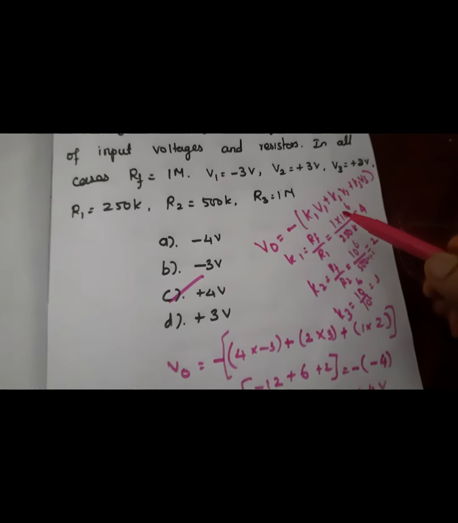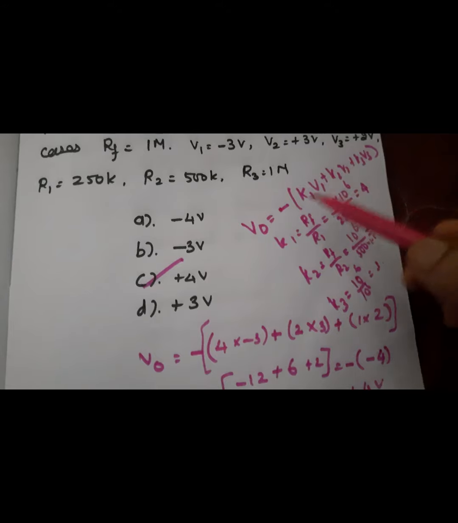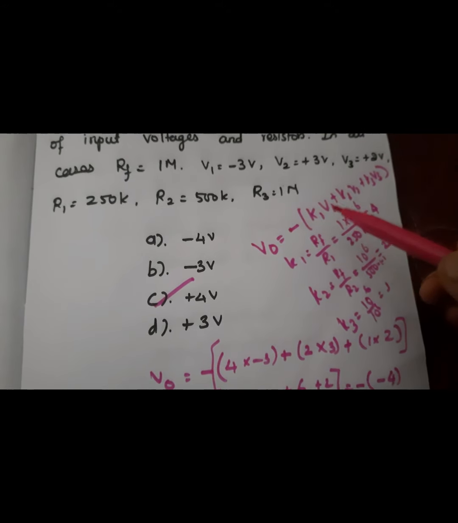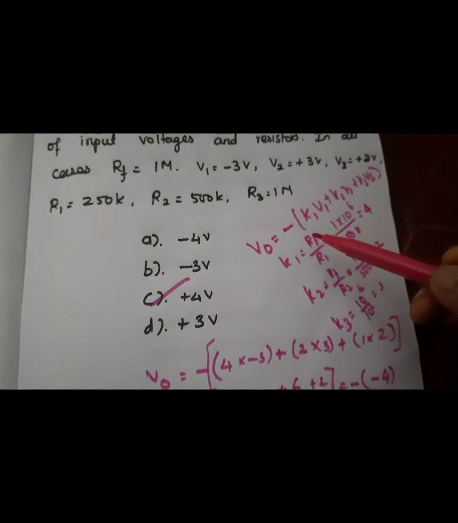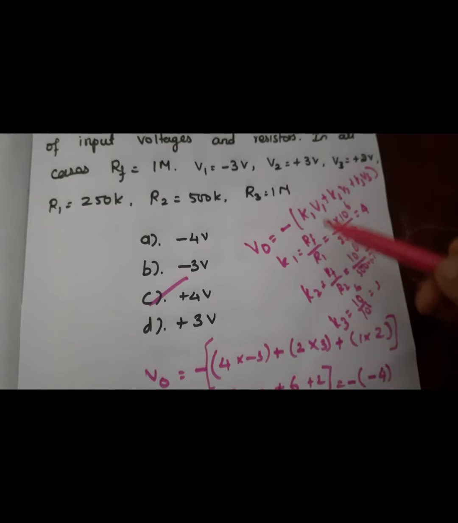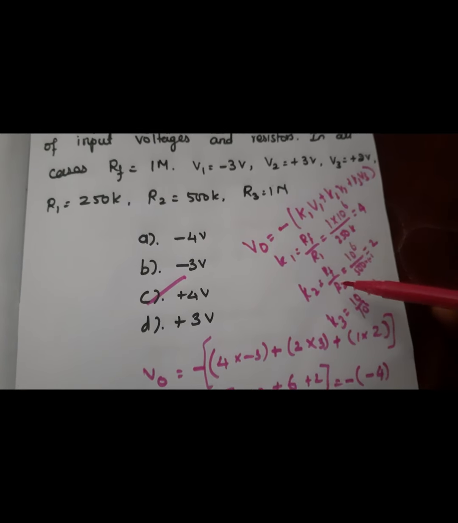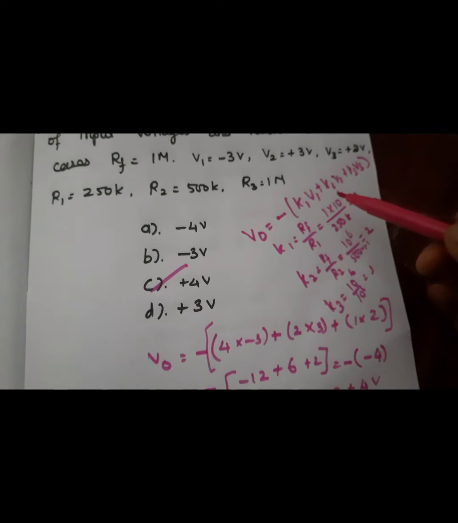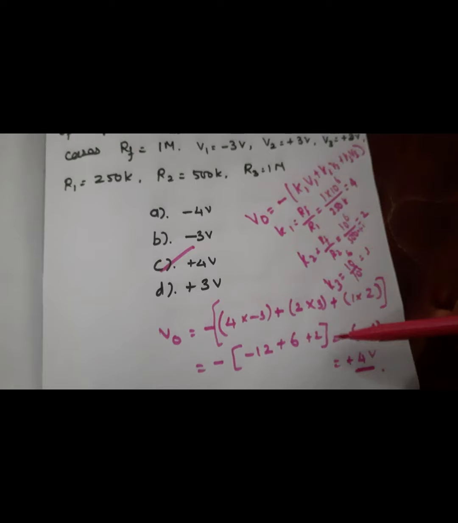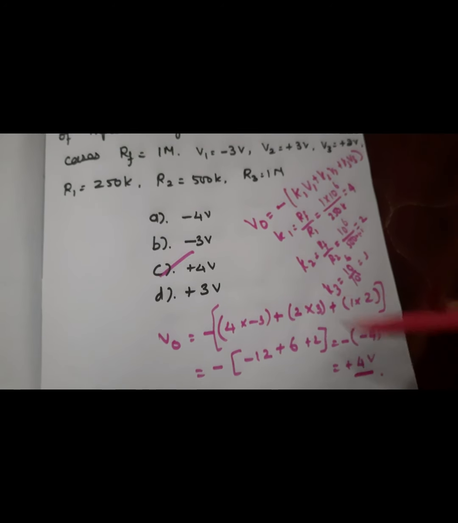So first, the equation for finding the output voltage for an inverting adder is minus K1 V1 plus K2 V2 plus the addition of all voltages, where K1 is equal to feedback resistance divided by input resistance. K1 means R1, K2 means R2, and after finding these K1, K2, K3 values, put all the values in this equation and we can find the Vout value. Here the value is plus 4 volt. C is the answer.